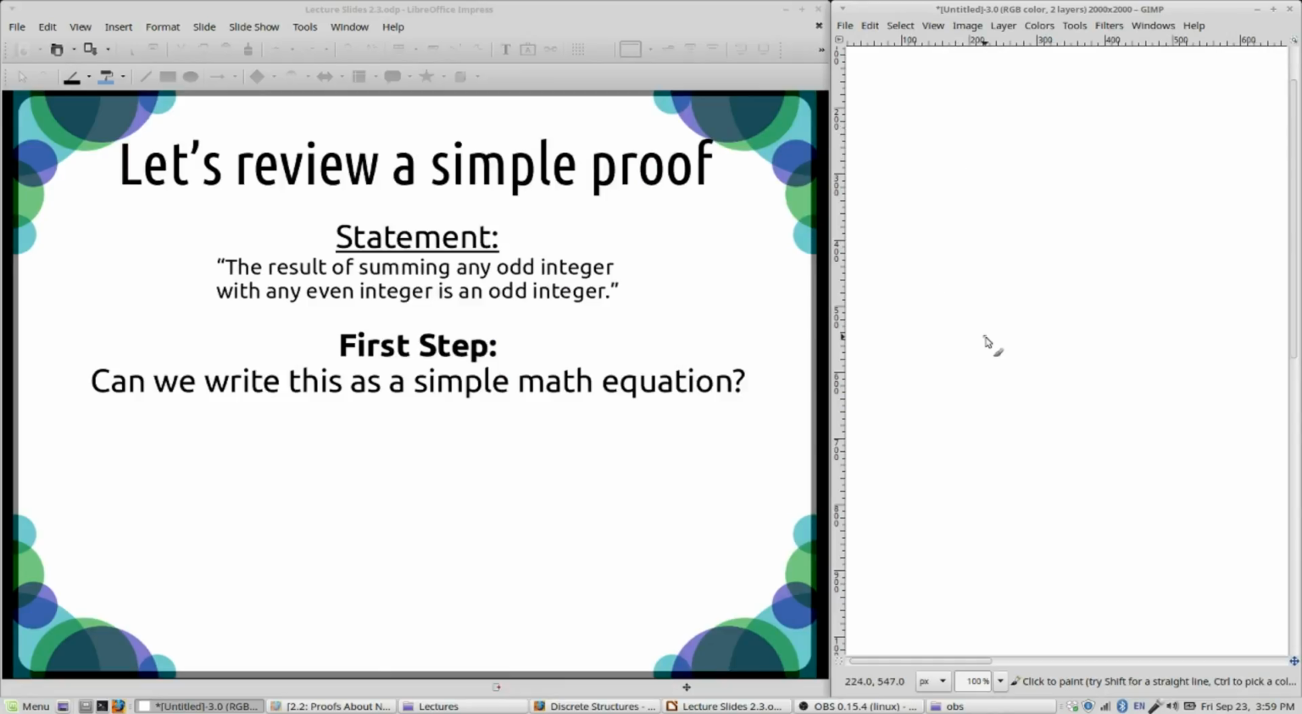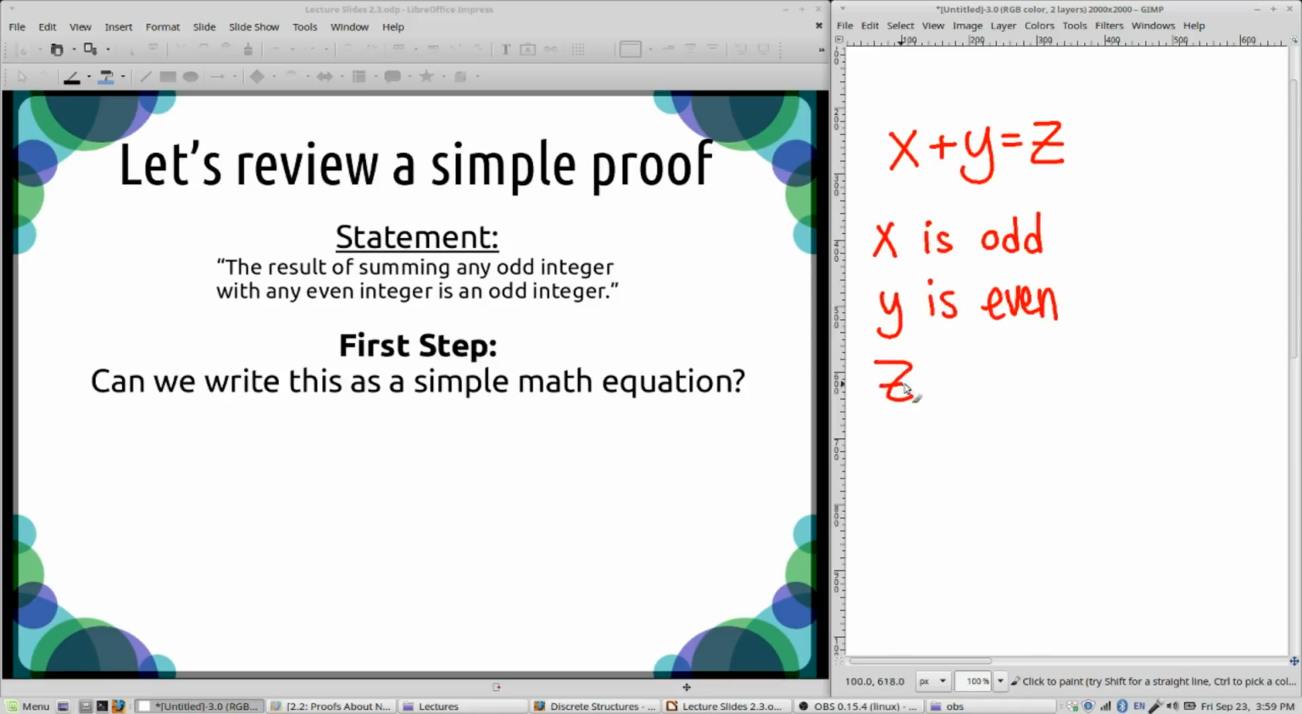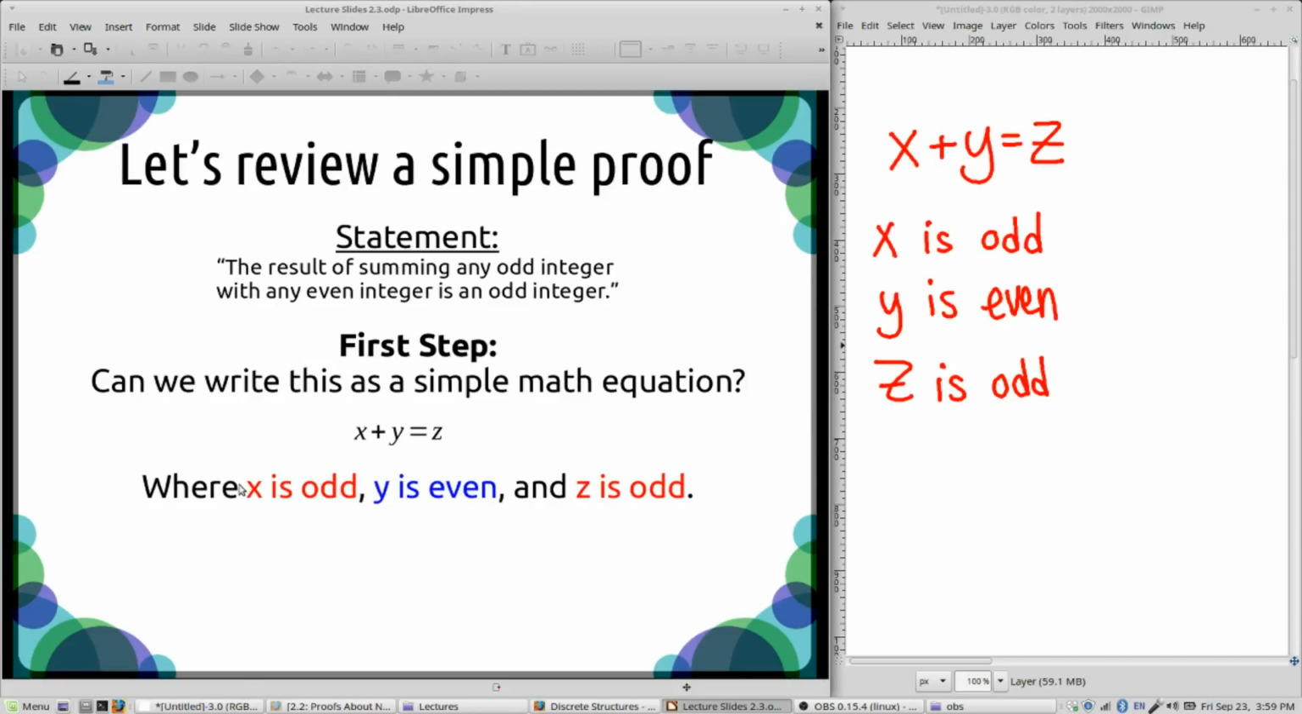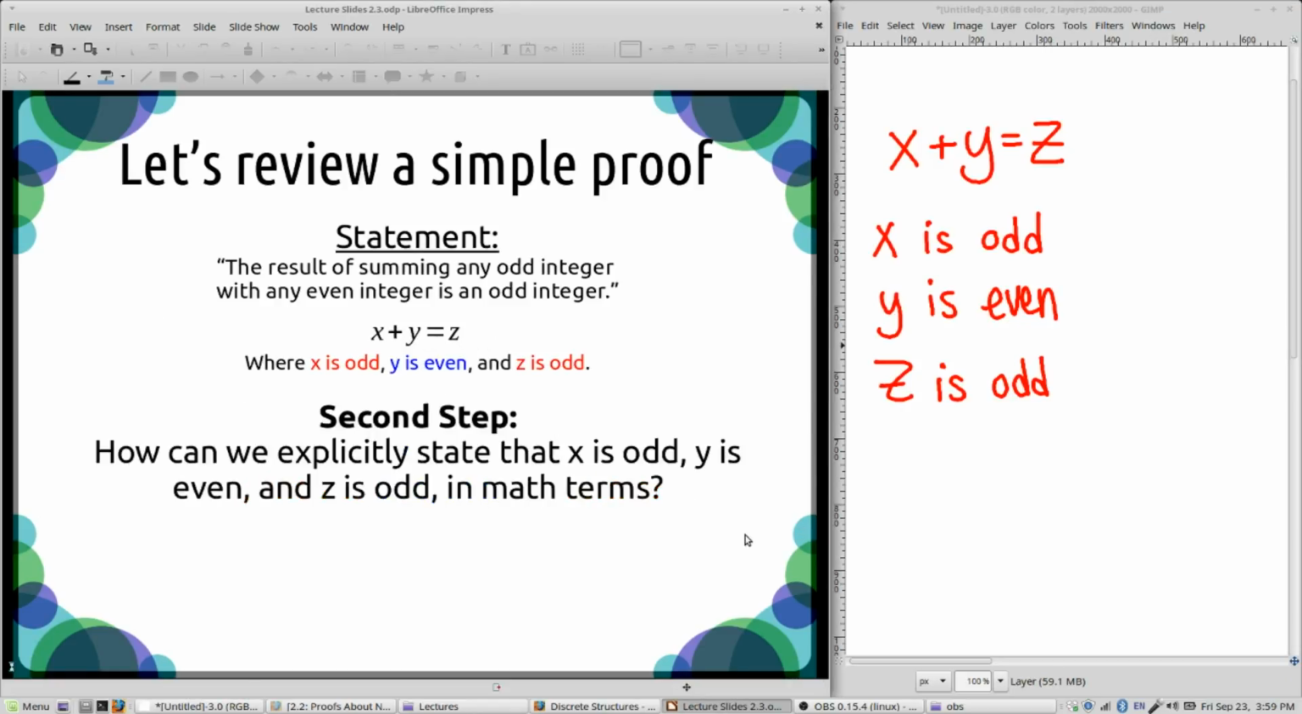So how can we write the result of summing any odd integer with any even integer is an odd integer? Well, we can say x plus y is z, so we're starting out by writing it as a math equation, and we'll say x is odd, y is even, and z is odd. So we have a little bit of math, but we still have this English down here. We want to turn this into a mathematical equation, some way that we can represent it with numbers. So here's just the simple equation.